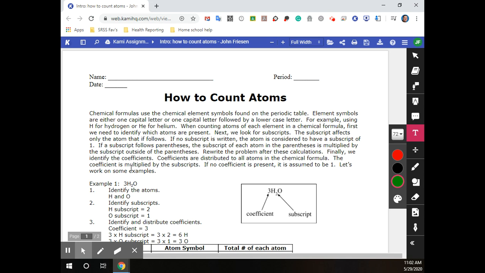Finally, we identify the coefficients. This is what I was talking about here. These are the coefficients here. It's the last thing. Coefficients are distributed to all atoms in a chemical formula. The coefficient is multiplied by the subscripts. If no coefficient is present, it is assumed to be a 1. Again, let's work on some examples. You'll need to know this for grade 10. This is foundational for grade 10.